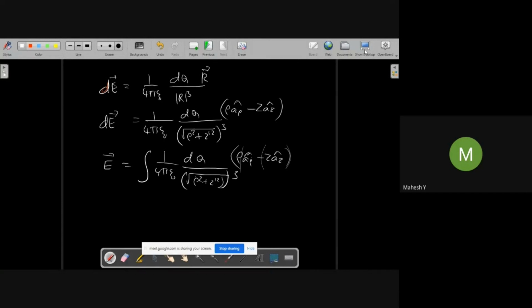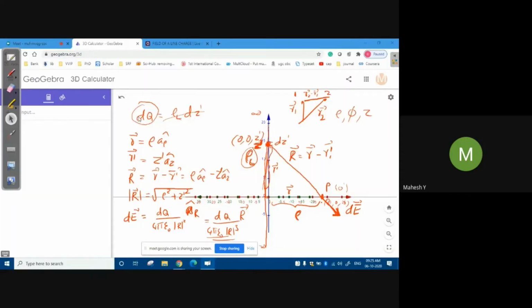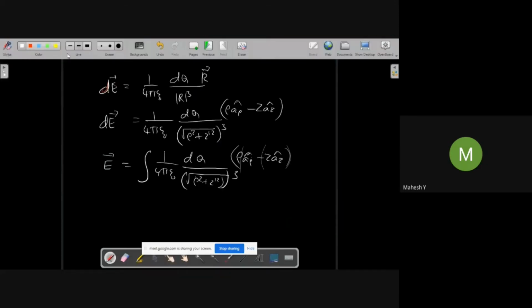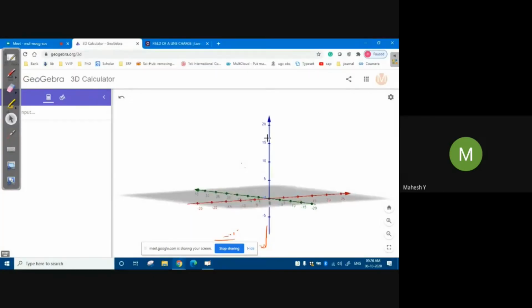So we'll come to the figure again. Let me erase this one. So we took a point z prime here.